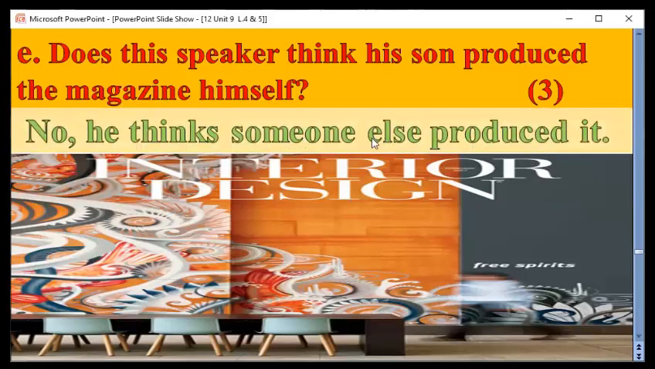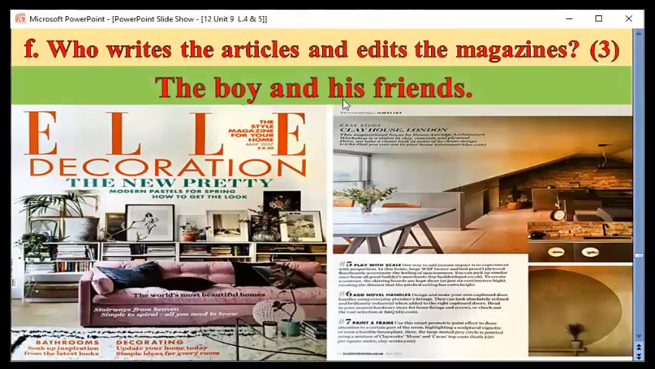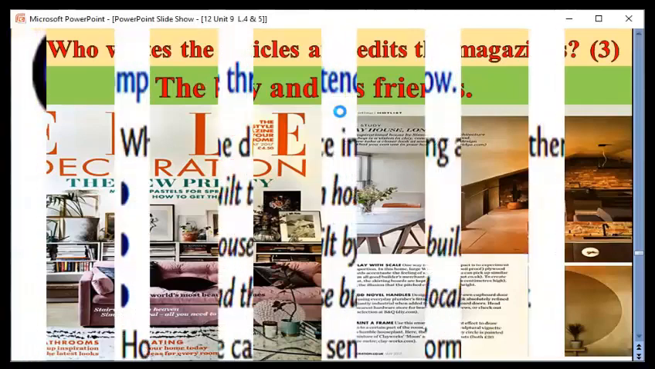So you have, dear students, to listen carefully in order to try to answer these questions very, very carefully. In F, who writes the articles and edits the magazines? Here, the boy and his friends. So be ready, concentrate, try to focus while listening.